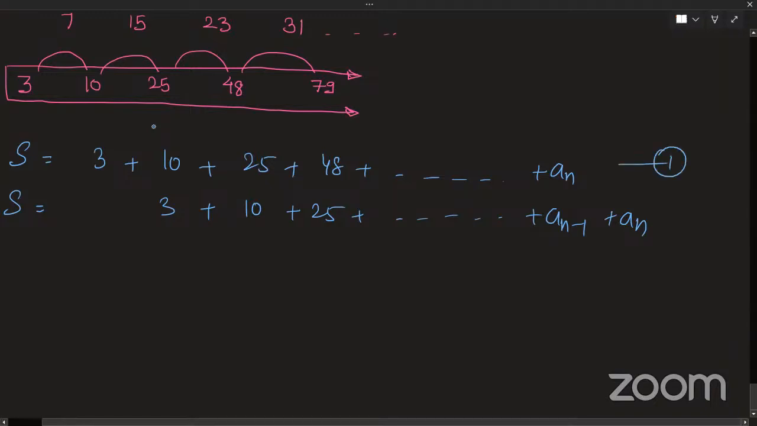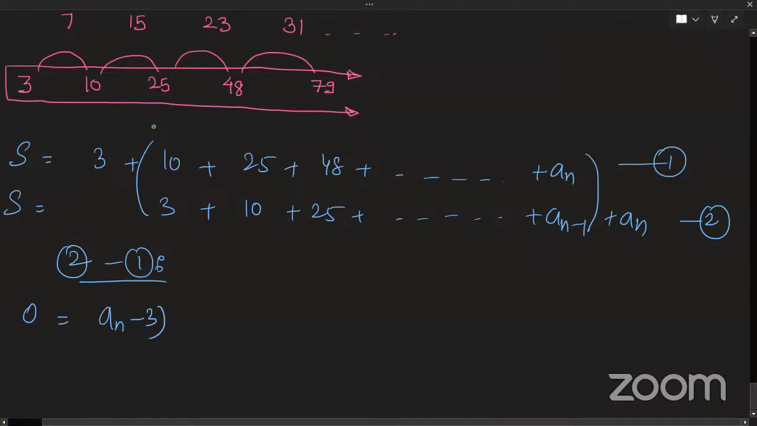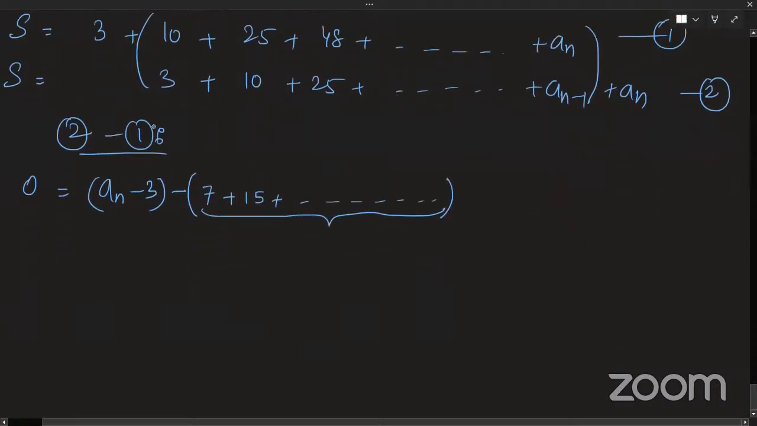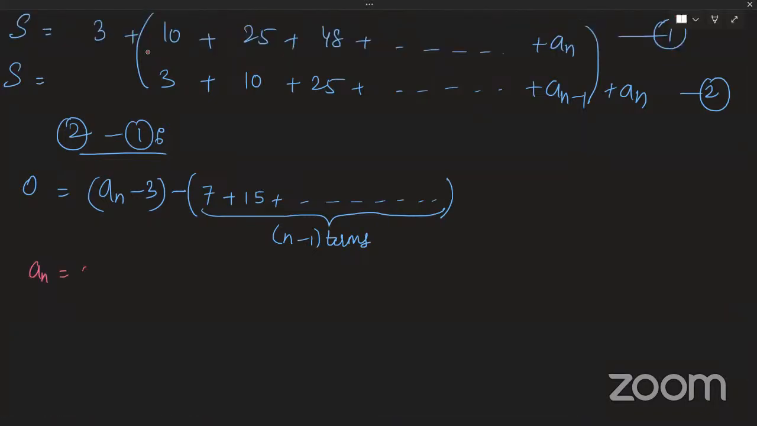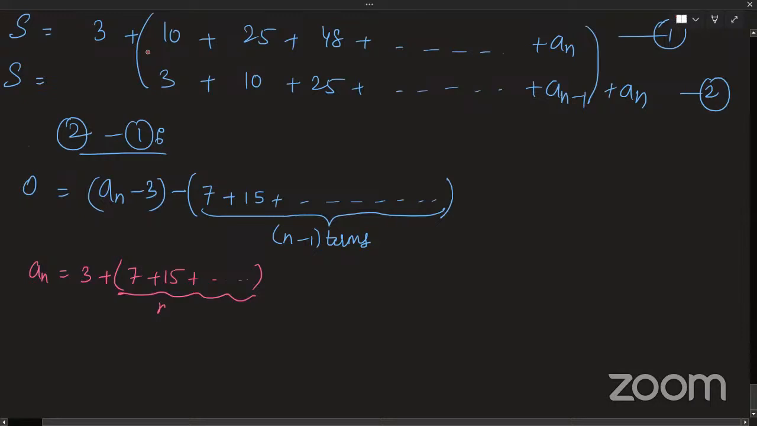So I subtract 1 and 2. 2 minus 1, so on the left hand side I get 0. On the right hand side, I get AN minus 3 minus 7, 15, and so on. How many terms inside the minus bracket? n minus 1 terms. Great. So AN is equal to 3 plus 7, 15, and so on, the sum up to n minus 1 terms.